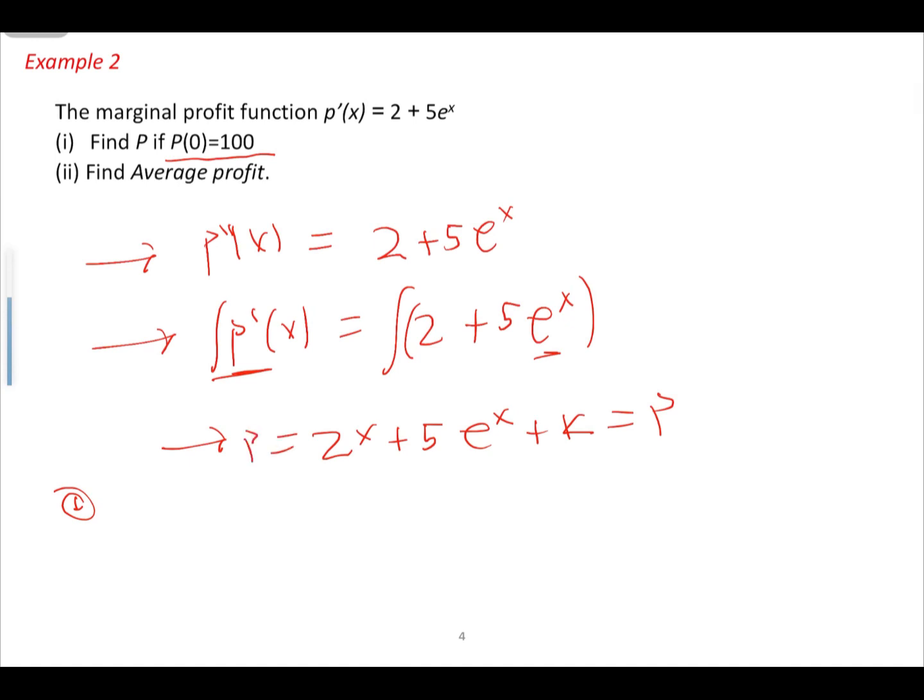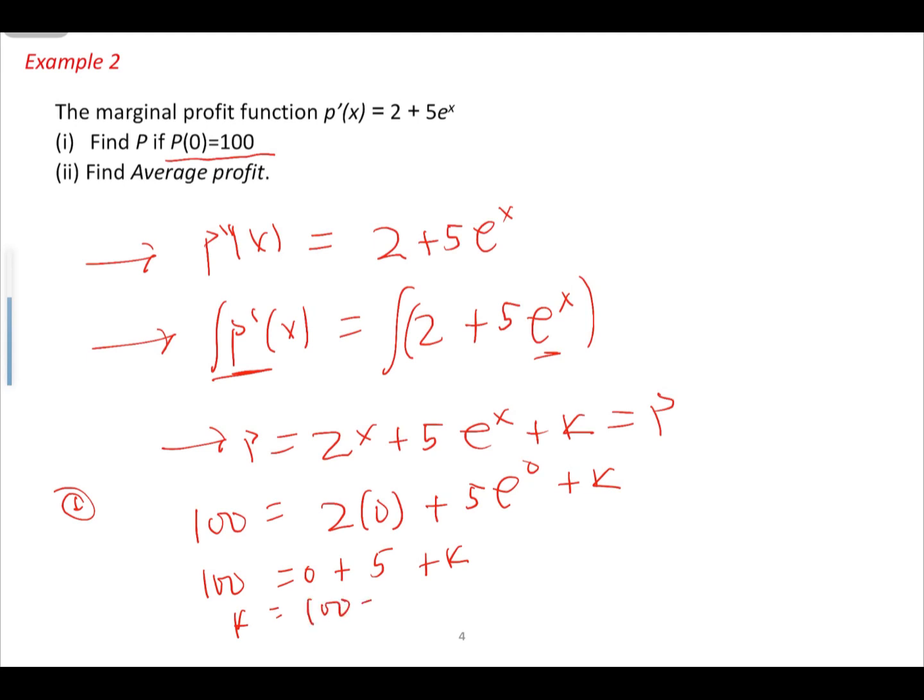So in that we are going to get P of 0, which is 100, so 100 equals 20 plus 5 e^0 plus k. So 100 equals 0 plus 5 plus k, and therefore my k equals 100 minus 5, which is equal to 95.